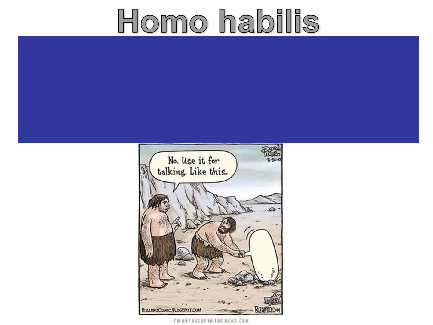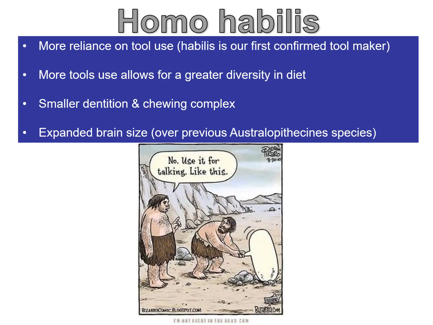So Homo habilis, in essence, was our first confirmed member of our family lineage that had more reliance on tool use, right? So more tools allows for a greater diversity in diet. And this greater diversity in diet may have actually led to that smaller dentition and a smaller chewing complex, right? And there, of course, is expanded brain size over previous Australopithecine species.